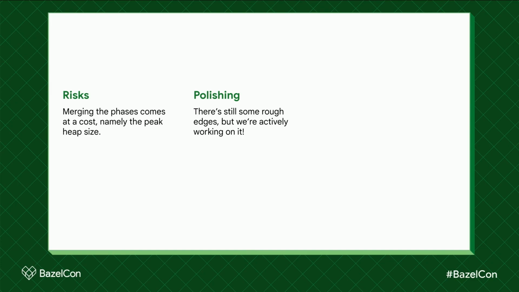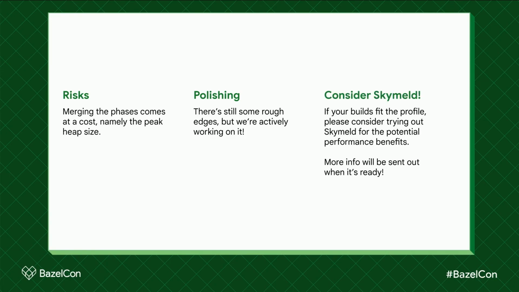And the rule of 3 means that I have to come up with the third item, which is, please consider Skymeld. If your builds actually fit the profile, you can give it a try. And it's really simple. You just flip a flag and that's it. And I'll send out more information when it's ready. I totally forgot to put the flag name there.